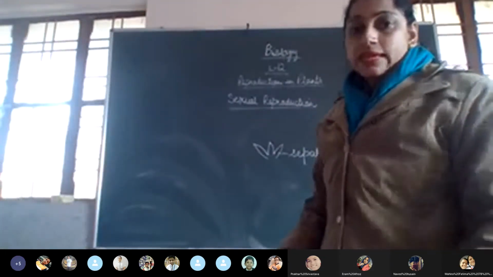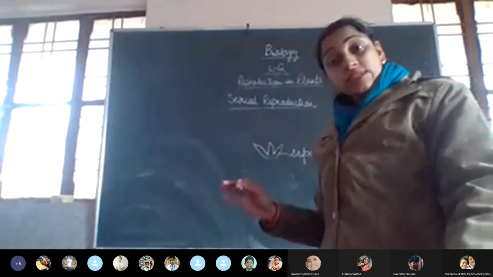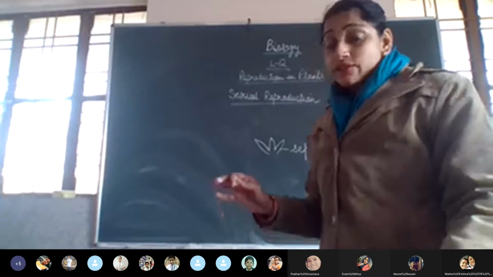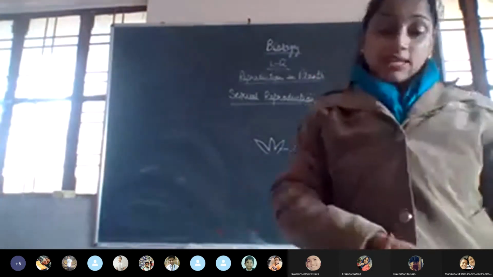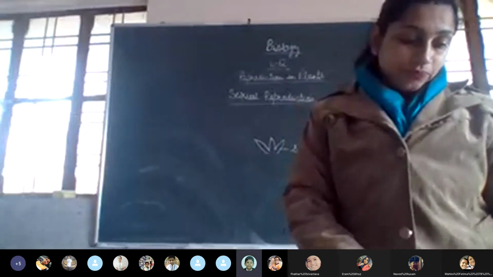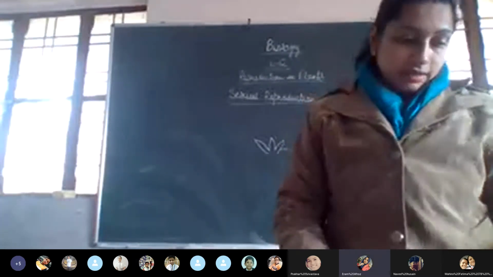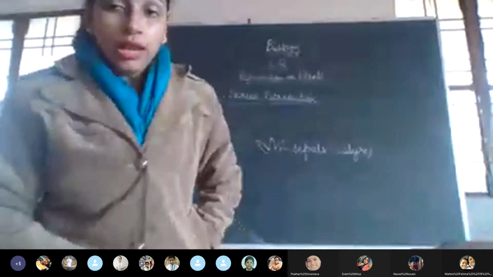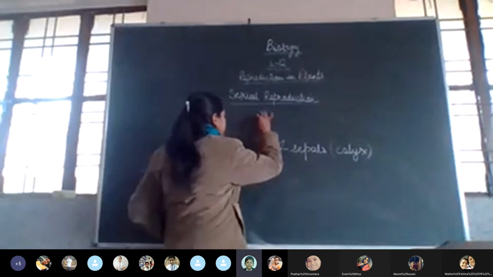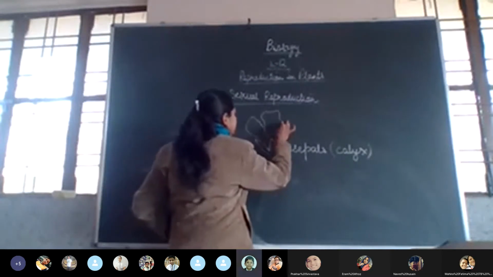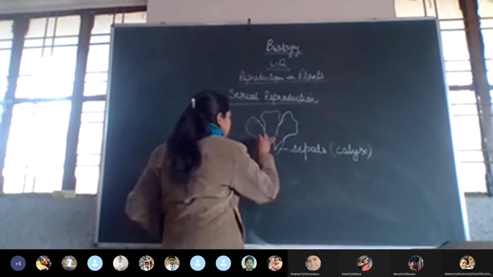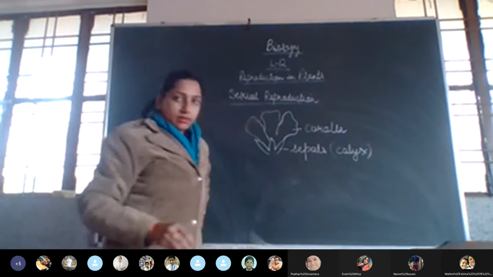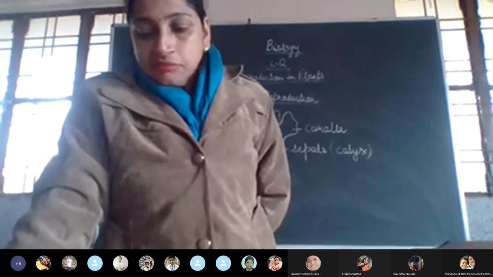Then what is enclosed inside this? That is the colorful part, which is beautifully colored and also gives out a very nice smell. What are those called? Petals. They are called petals, and in scientific language you call them corolla. C-O-R-O-L-L-A, corolla.